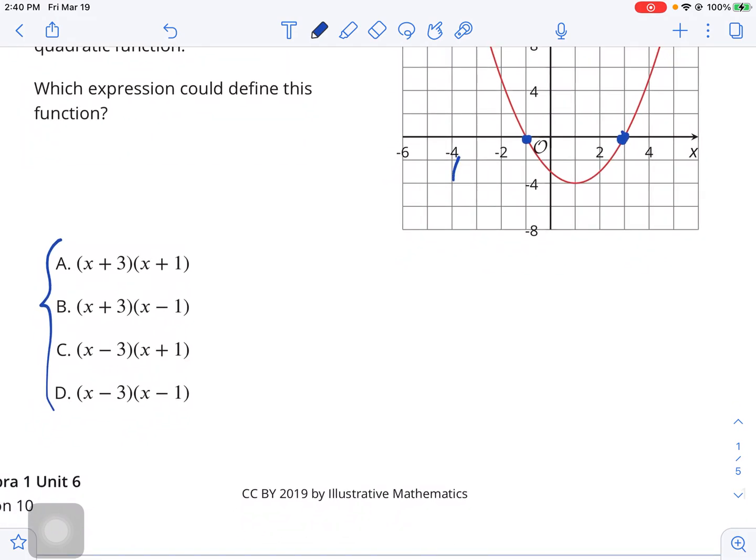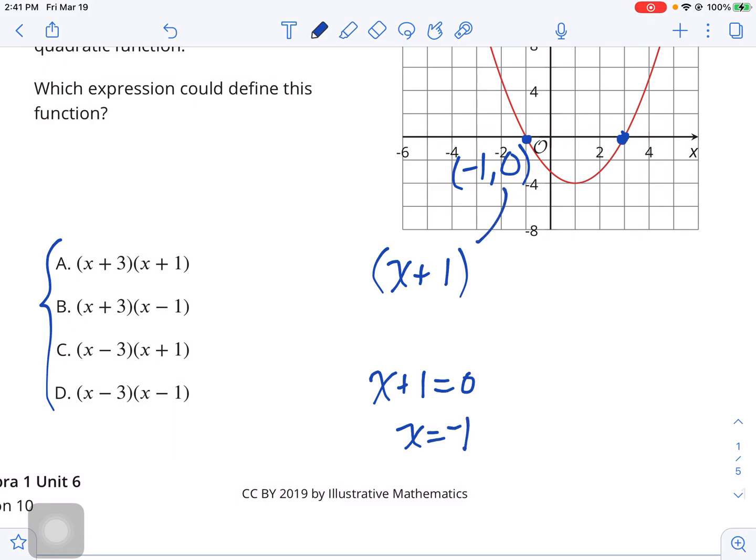This x-intercept has coordinates -1, 0, which means that x plus 1 must have been a factor, because if I set x plus 1 equal to 0, I get x equal to -1. So this tells me that I have one factor of x plus 1. So this is out, and so is this.